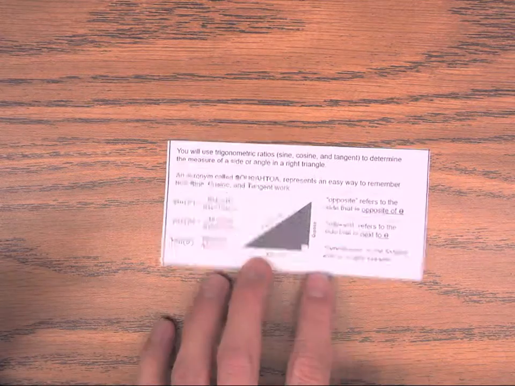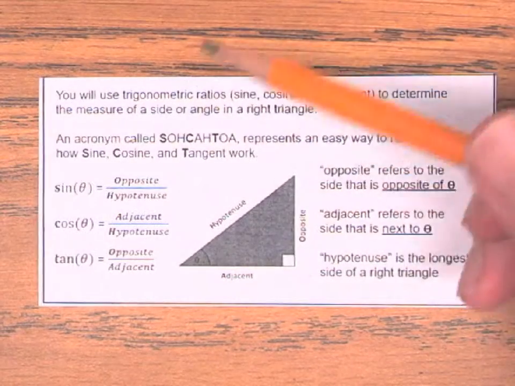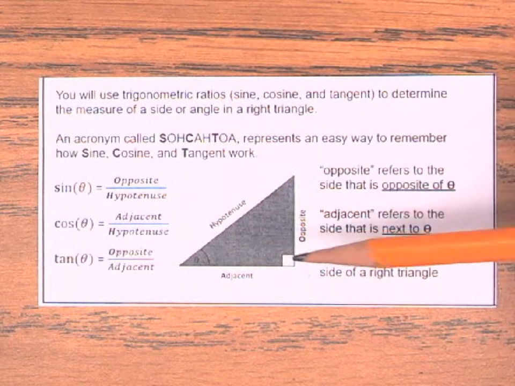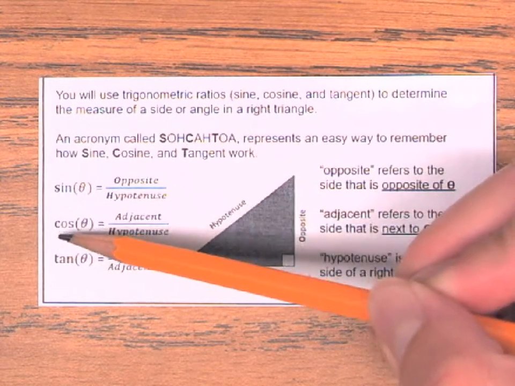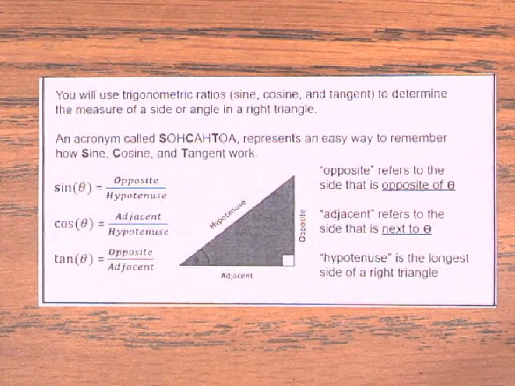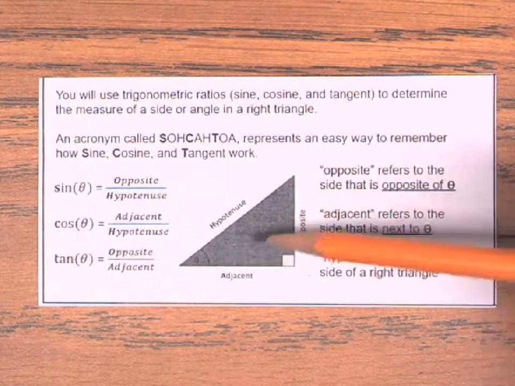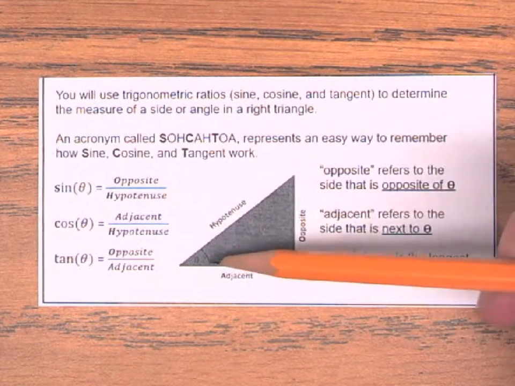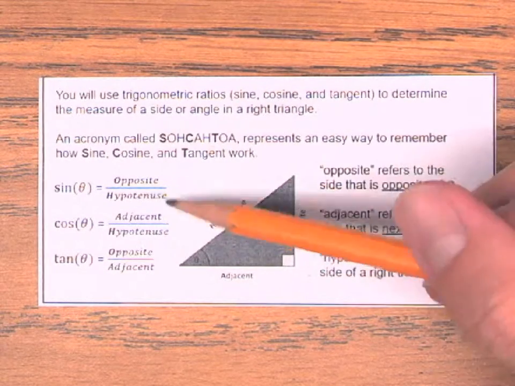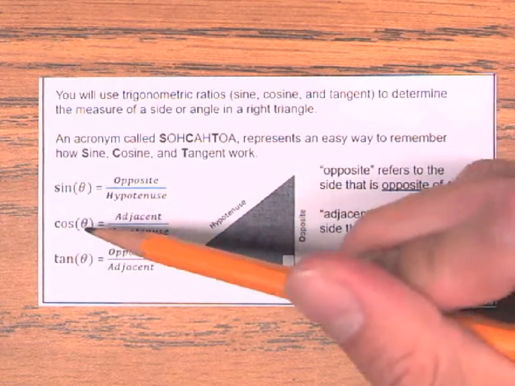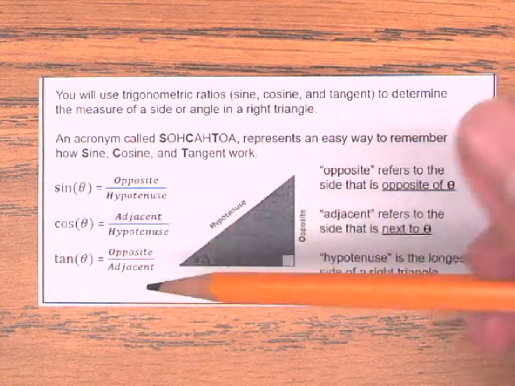One of the things that I went over in class is that these trig ratios, sine, cosine, and tangent, can only be applied to right triangles. This spells SOH, this spells CAH, this spells TOA. The opposite side refers to the side that is opposite of this angle, and the hypotenuse is the longest side of the right triangle. The adjacent side is the side that is next to this angle, and you refer to the hypotenuse of the right triangle in order to find the cosine.